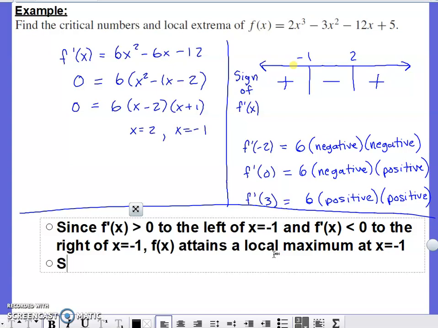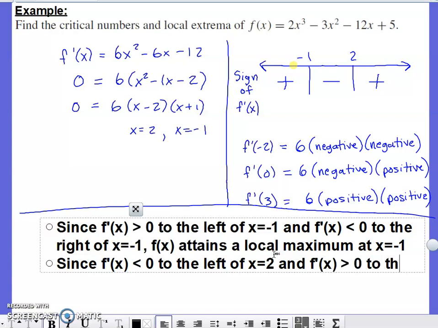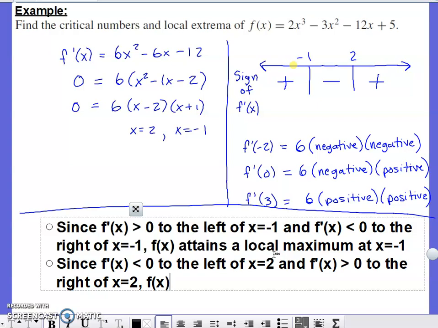What I can say about 2 is since f prime of x is less than 0 to the left of x equals 2, and f prime of x is greater than 0 to the right of x equals 2, f of x attains a local minimum at x equals 2. Now, if you're wondering why I wrote out what I wrote out here, can I just write the conclusion, local max at x equals -1, local min at x equals 2?